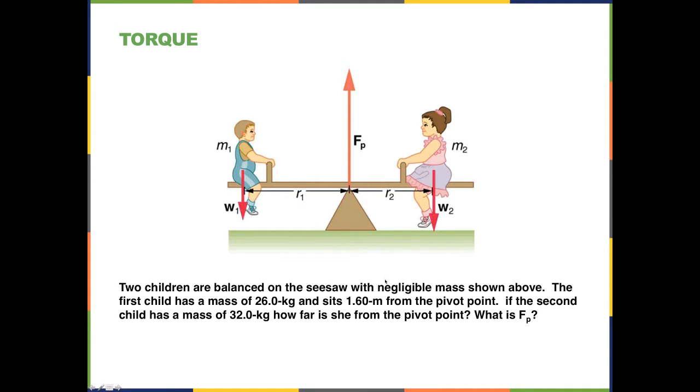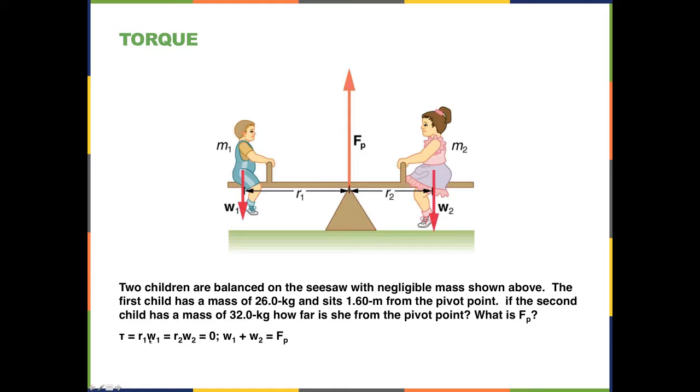So if we look at a problem and put some numbers in here, you have 2 children balanced, and the first child weighs 26 kilos and sits 1.6 meters from the pivot point. The second child has a mass of 32 kilos, so this is the bigger child. How far would she have to sit from the pivot point? And then the second question is, what is FP?